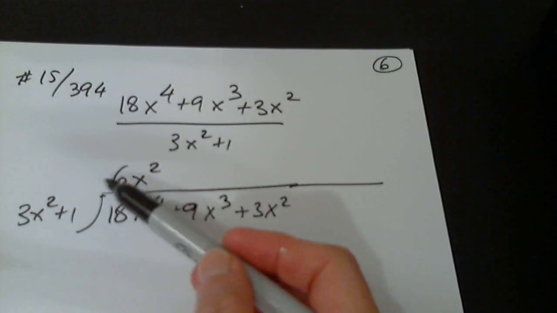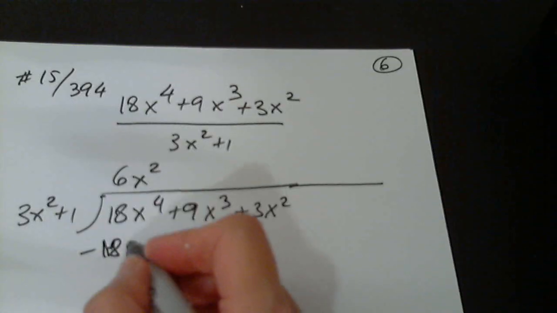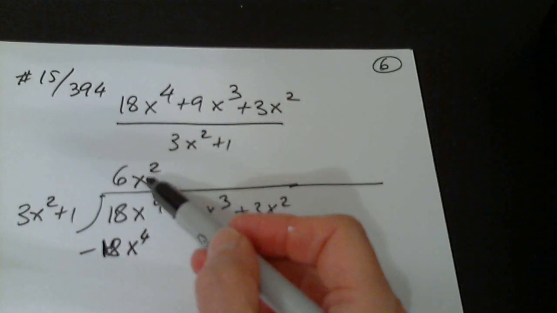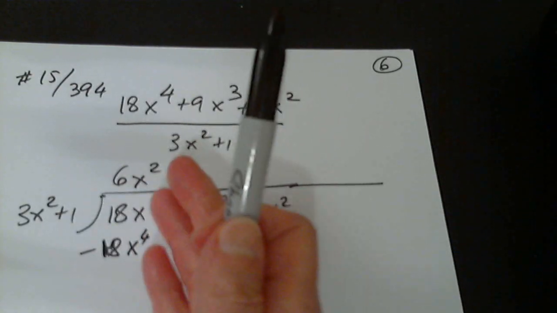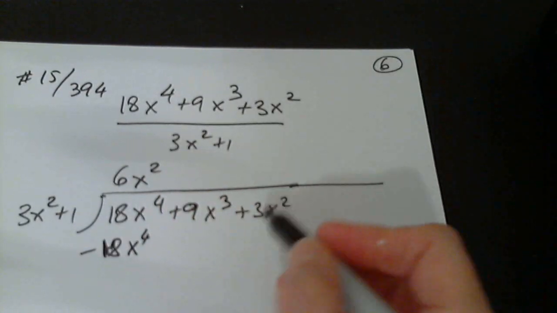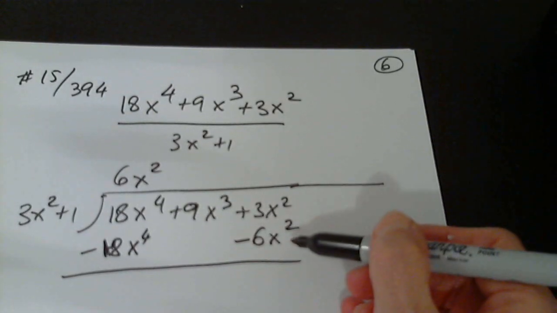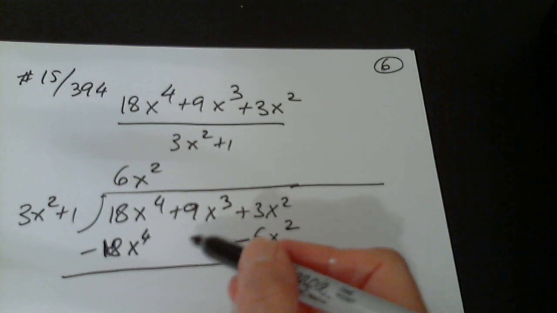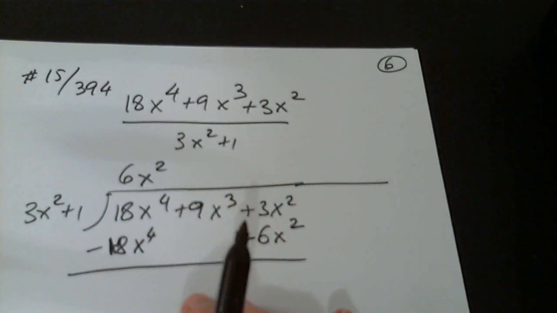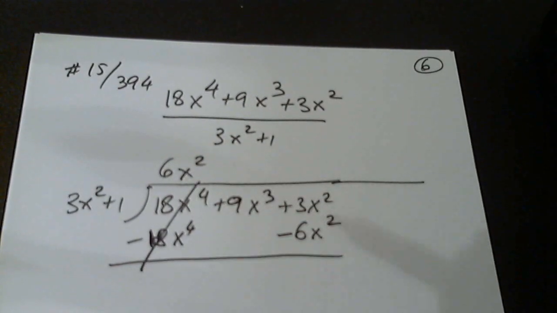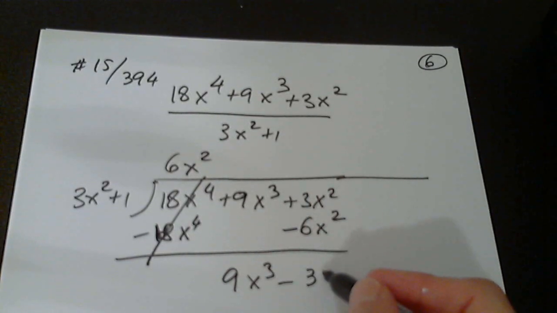6x squared times 3x squared is indeed 18x to the 4th, but I have to subtract. Good. 6x squared times 1 is positive 6x squared, but I have to subtract, but be very careful. Negative 6x squared does not belong here. This is dedicated to terms with x cubed. Okay, good. So this is gone. I bring down the next in line, perform the operations I see.